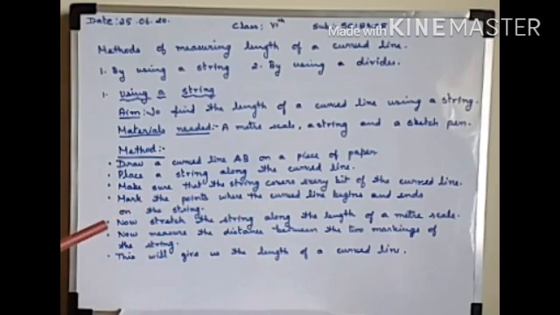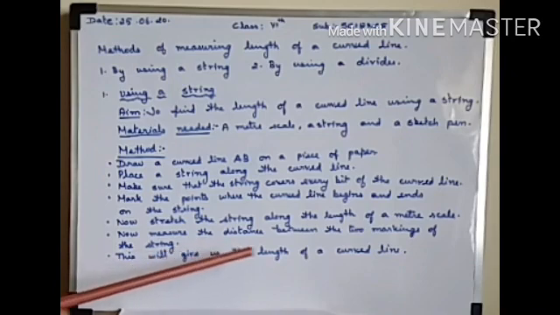When we are taking the length of the curved line, we have to make sure that the string is covering every bit of the curved line. Mark the point where the curved line begins and ends on the string. We have to mark it with a marker or sketch pen from where it starts till the end of the string. Now stretch the string along the length of a meter scale. Then take the string off the curved line and keep it on the meter scale to measure the distance between the two markings on the string. Then we will get the length of the curved line.